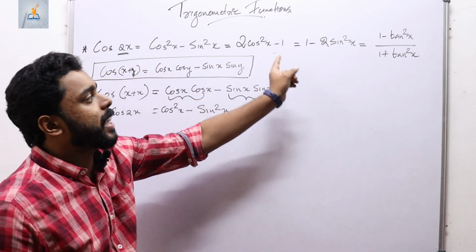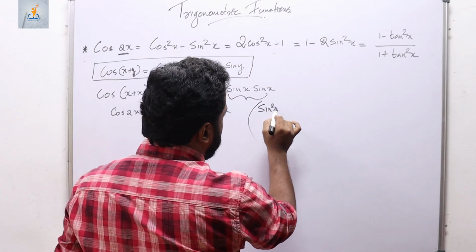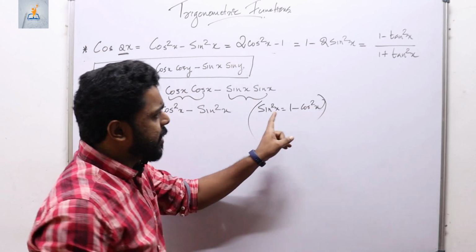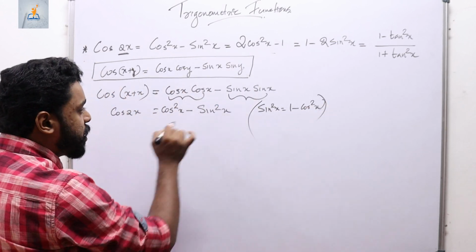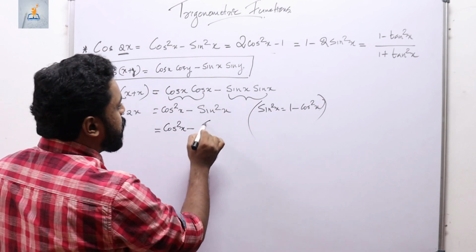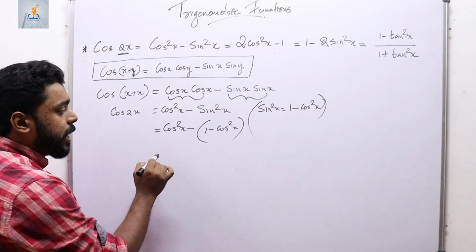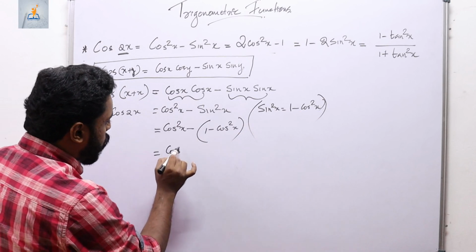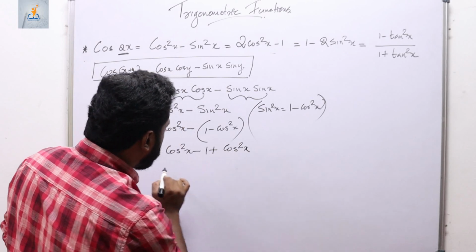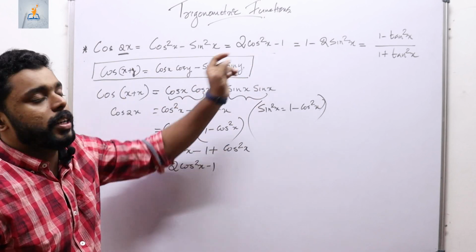Now we have to prove the second and third part at once. We know that sin square x is equal to 1 minus cos square x, isn't it? Because sin square x plus cos square x is equal to 1. So we shall substitute that. In this case, it will become cos square x minus (1 minus cos square x), because sin square x is equal to this. Now again we shall open the bracket. It will become cos square x minus 1 plus cos square x, because minus into minus is plus. It is equal to 2 cos square x minus 1.